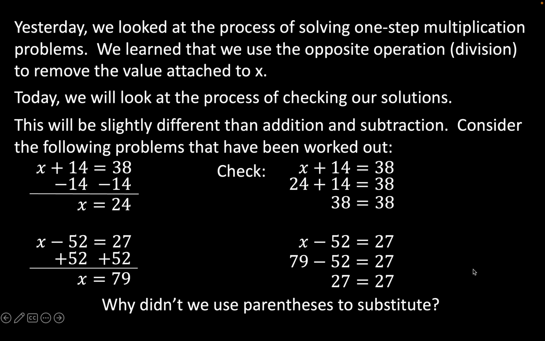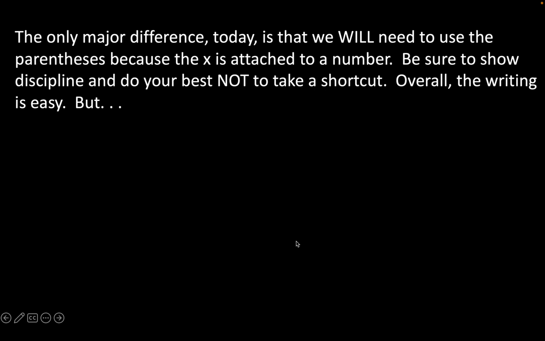So the question is, why didn't we use parentheses to substitute? We did not use parentheses because that's just a regular x. There's no number attached. There's no negatives attached. That negative belongs to the 52, not the x. So there's no negatives, there's no numbers. So it's just a regular number. The major difference today is that we will need to use parentheses because x is actually attached to a number. Just be sure to show discipline and do not try to take a shortcut.